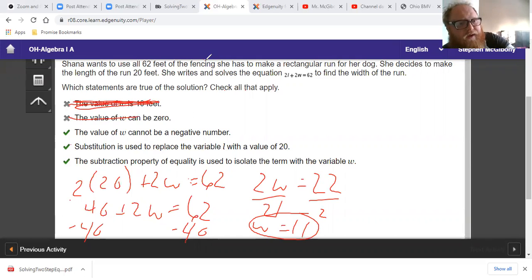So the value of W is not 10. The value of W cannot be 0. The value of W cannot be a negative number. That's true. A distance can't be negative. Substitution is used to replace the L with value of 20. We just did that. And the subtraction property of equality is used to isolate the term with the variable W. We subtracted 40 from both sides. So the last three are all correct here.